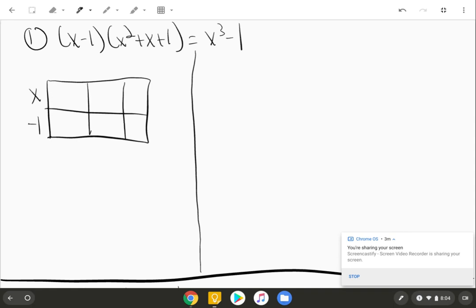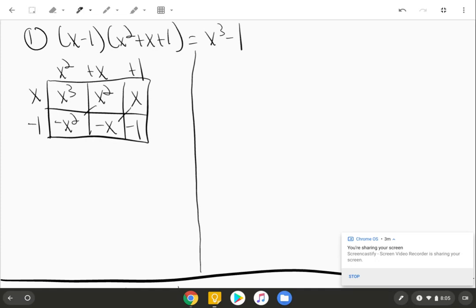So x squared plus x plus 1. Let's do this really quick. This is x times x squared, which is going to be x cubed. X times x is going to be x squared. X times 1 is going to be 1x. Bottom row, negative 1 times x squared is going to be negative 1x squared. Negative 1 times x is going to be negative x. And negative 1 times 1 is going to be negative 1.